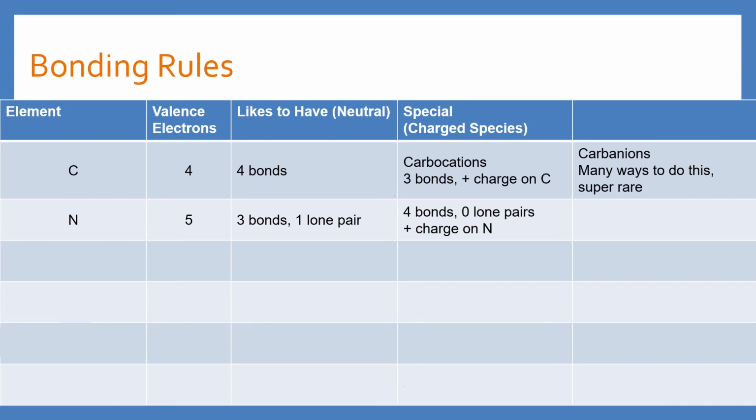Nitrogen has charged species as well. And remember, these are your special circumstances. These are not your normal Lewis structures. So this is not where I would start if I was drawing a Lewis structure. If nitrogen has 4 bonds, it will have 0 lone pairs. That gives it a positive charge on nitrogen. You can also have 2 bonds and 2 lone pairs. This will give a negative charge on nitrogen.